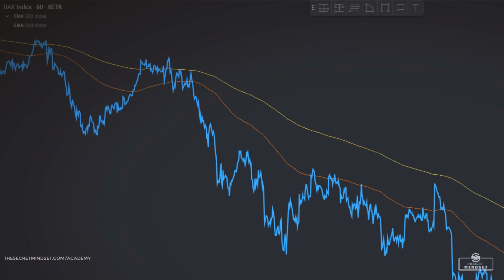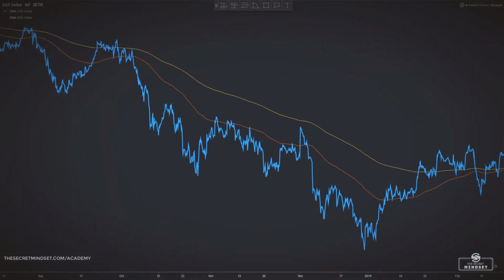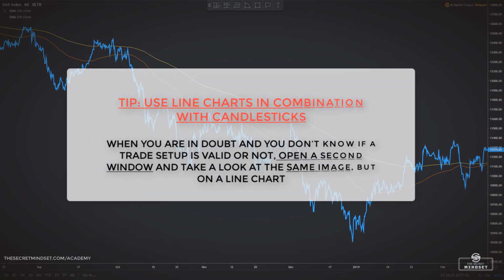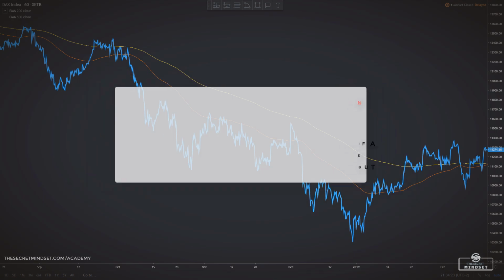By avoiding the upper and lower shadows of regular candlesticks, using line charts will get you closer to the real price action. I'm not saying you should ditch the candlestick charts and trade only the line charts. But next time you are in doubt and you don't know if a trade setup is valid or not, open a second window and take a closer look at the same image, but on a line chart. It will save you a lot of losses in the long run.